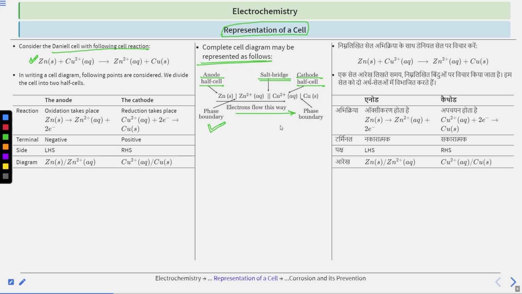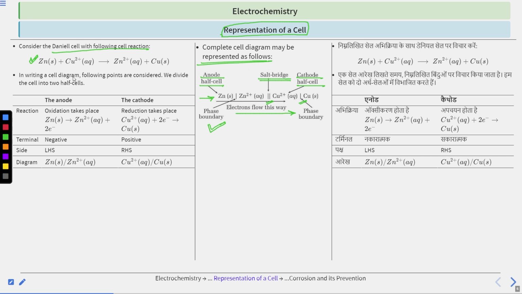So if you want to write the structure of a cell, the cell diagram, you can write it in this way, other than drawing the compartments or the electrodes and the circuit completely. You can write the diagram of a cell from the cell reaction with the help of this diagram also. In this cell diagram, the salt bridge is also represented, the phase boundary is also present, the cathode half cell is also present, the anode half cell is also present. So you can write the cell diagram with the help of the cell reaction like this.